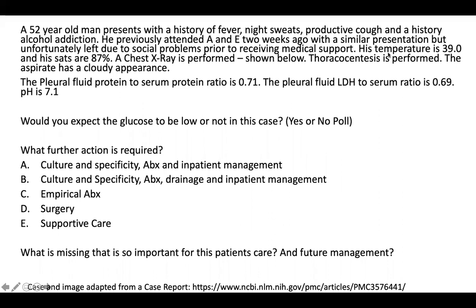Further action. Great that everyone thought you need culture and sensitivity. Fantastic. Everyone thought antibiotics. Absolutely. This patient, though, is also going to need drainage, and that's because we've got this low pH. So this is a complicated parapneumonic effusion. It's not enough to just give antibiotics. We also need to drain it. And just to point out what's so important about this patient's care and future management.